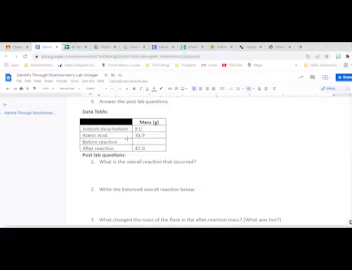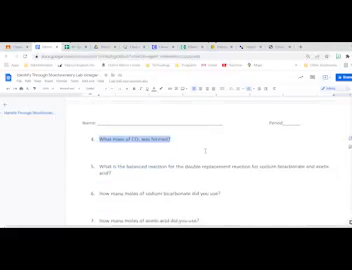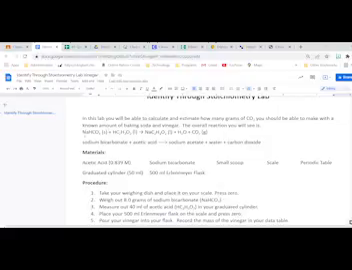So this is my overall reaction. You're just going to copy that down for number 1. Then you're going to balance the overall reaction, okay, here. And then you're going to answer number 3. What changed the mass of the flask in the after reaction mass? What was lost? What came out? What bubbled out and went out of the flask, okay?